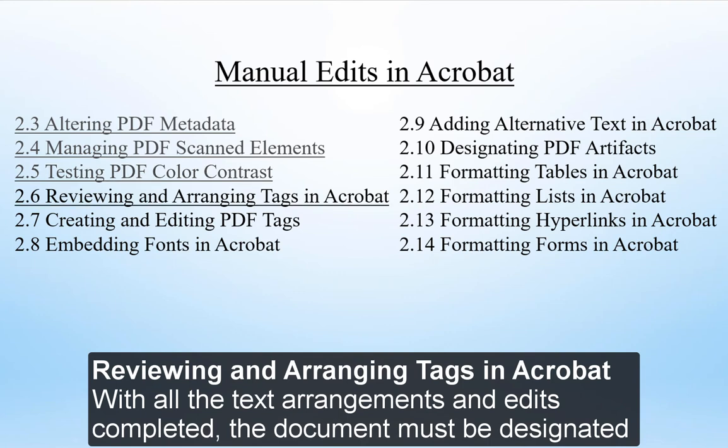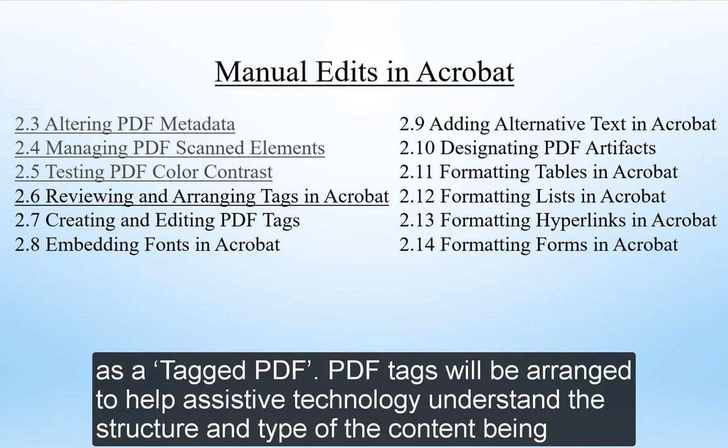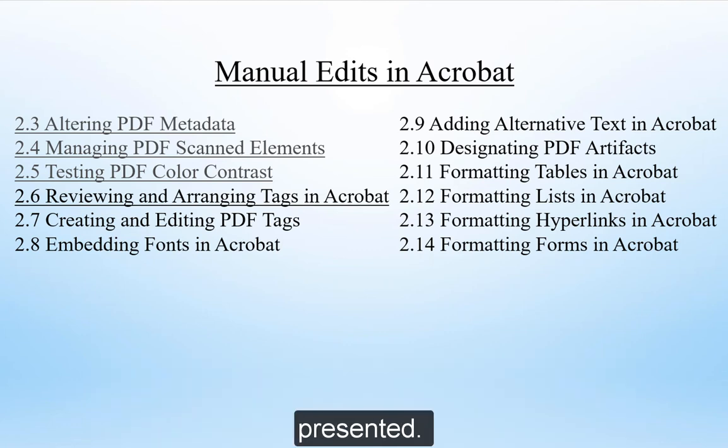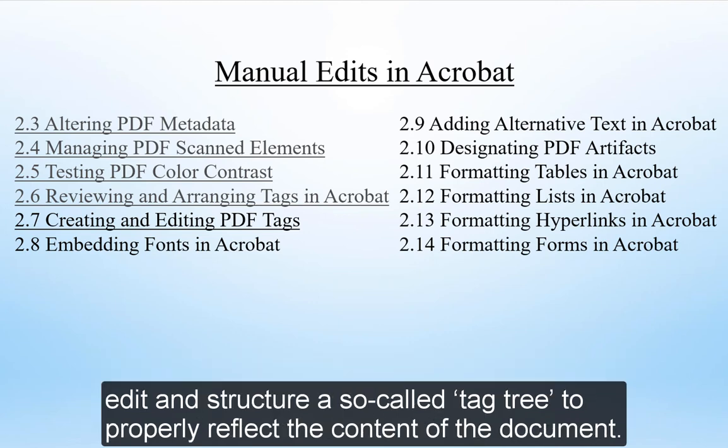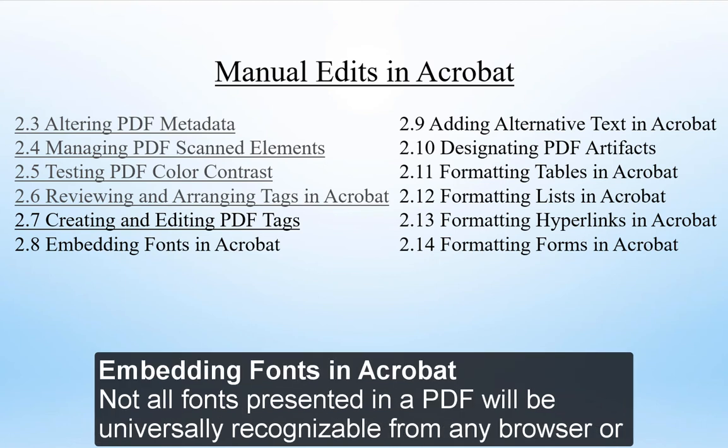Reviewing and arranging tags in Acrobat. With all the text arrangements and edits completed, the document must be designated as a tagged PDF. PDF tags will be arranged to help assistive technology understand the structure and type of the content being presented. Creating and editing PDF tags. If tags are missing or improperly placed for any new or existing content, we will have to create, edit, and structure a so-called tag tree to properly reflect the content of the document.